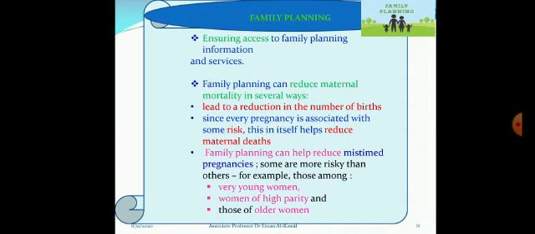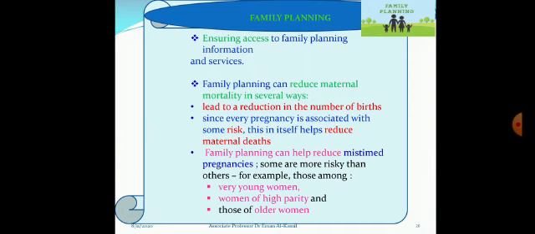So family planning reduces maternal mortality in several ways. First, by reducing the number of births. As we mentioned, pregnancy is a normal physiological condition, but the mother is at risk of having many complications during pregnancy or delivery. So it is important to reduce the number of pregnancies to decrease the risk for the mother and decrease maternal death.